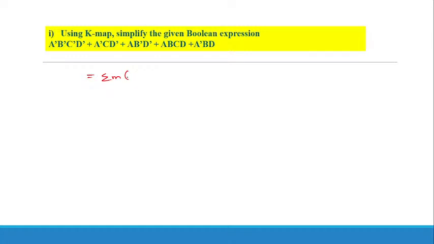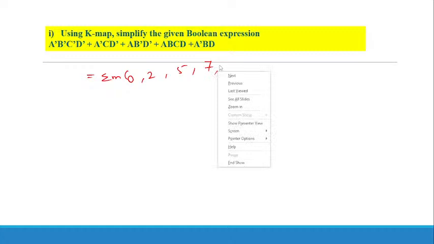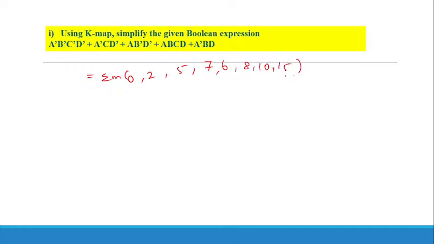of 0 to 5, 7, 6, 8, 10 and 15. So these terms, so this is the reduced. If you convert it into a canonical SOP form, you will get this expression, which I have written in min terms. Okay, so now if you plot it, you have a KMap ending up like this.